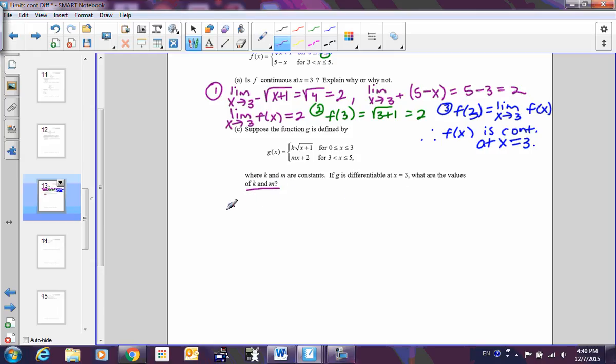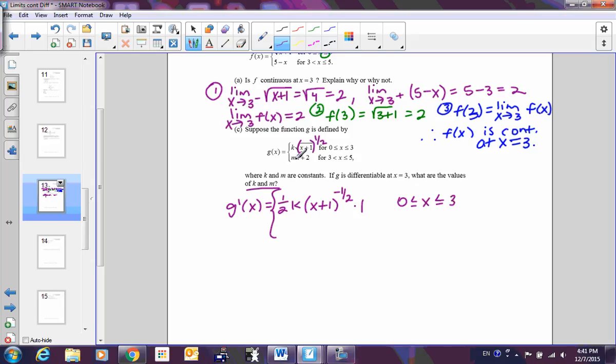Okay, so we need to find G prime of X. All right, now we know if we're going to take the derivative, we've got to do that. Now K is a number, so I don't have to do product rule here. I can just treat this as any other number. 1/2 K. We'll leave the X plus 1 alone. We'll subtract by 1. That's the top piece, for 0 less than or equal to x less than or equal to 3.